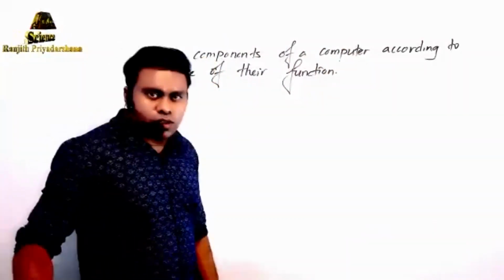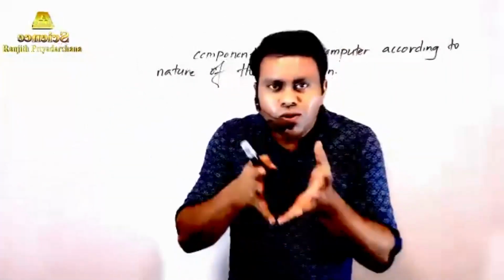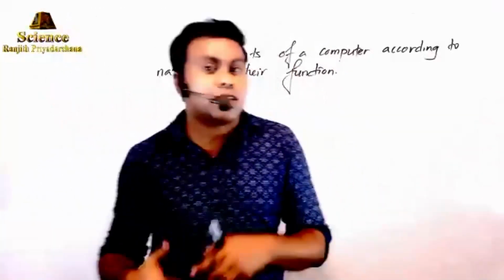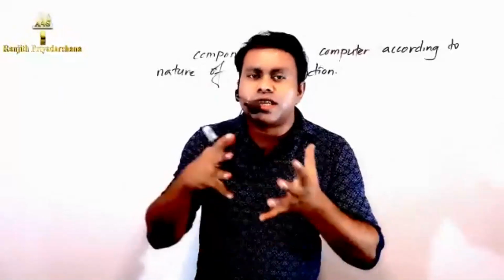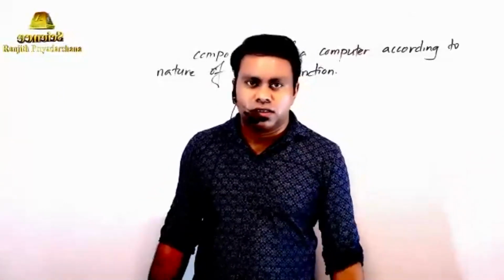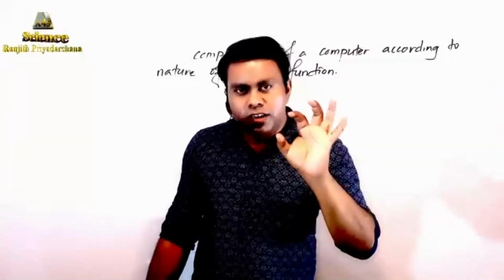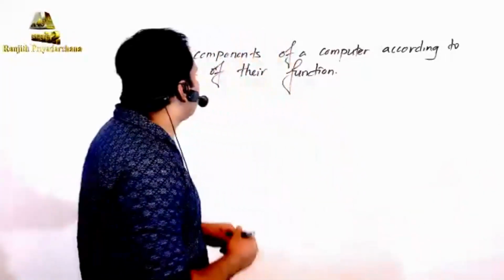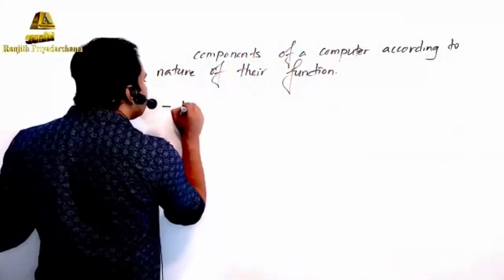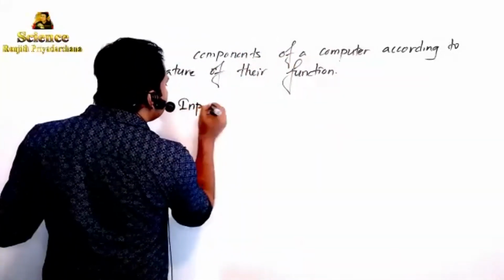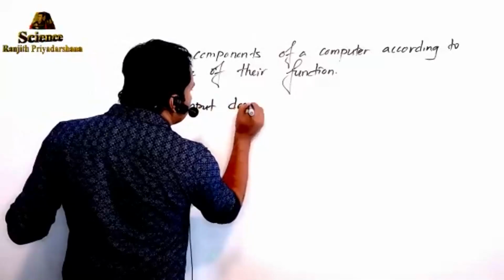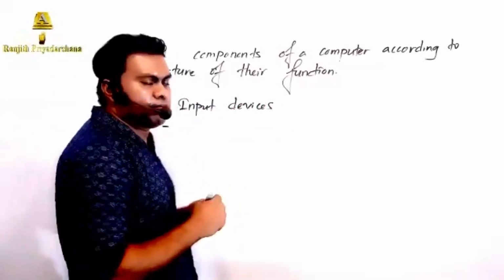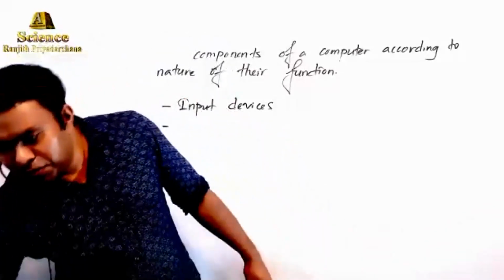So we use some components to give information. Sometimes we give information as data, okay? To give data into the computer, to provide that unprocessed data into the computer, we use those devices. So we call them what? Input devices. We call them what? Input devices. Okay, so now you know.